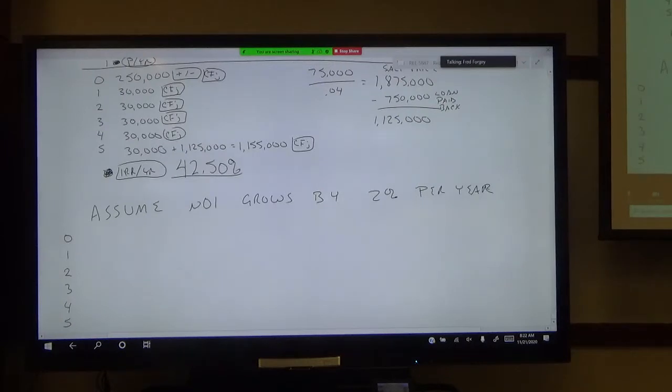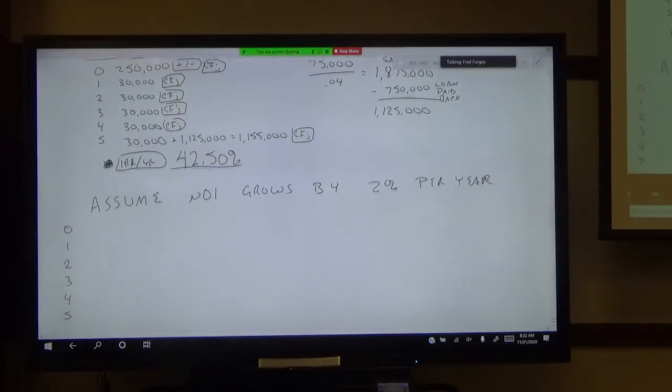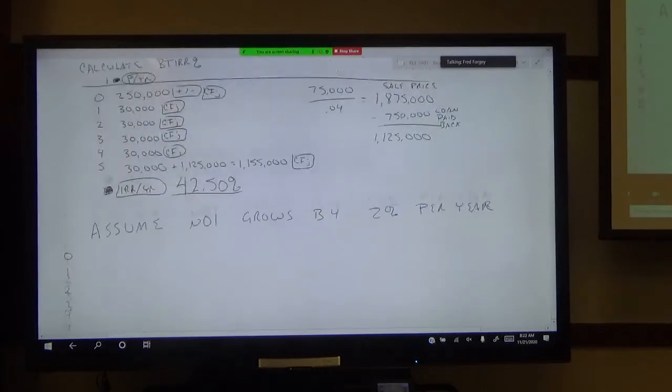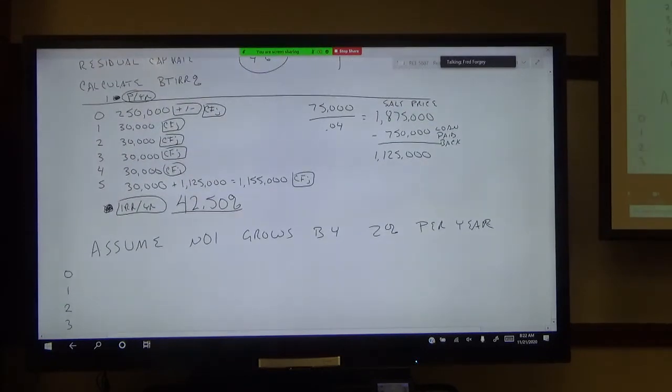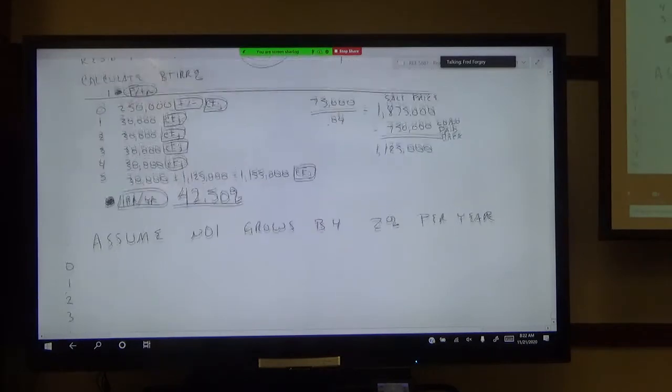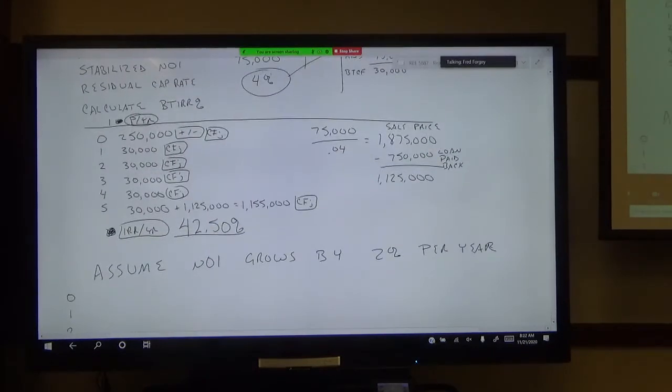Okay, here is where I think most of you are going to probably make the mistake. You are not adjusting the before tax cash flow. You are adjusting the net operating income, okay? That is the most common mistake, because many of you are probably saying, oh, I'm just going to take the $30,000, multiply it by 1.02 and get that. That is not right. That is adjusting your before tax cash flow, not your net operating income.